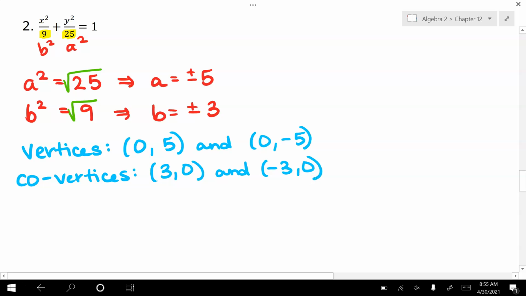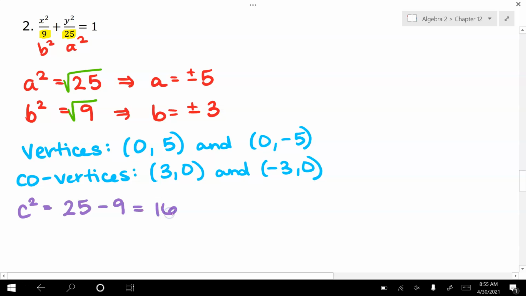Now we got to find C so that we can do our focus points. So C is when we do A squared minus B squared. So we're going to do 25 minus 9. What is 25 minus 9? 16.